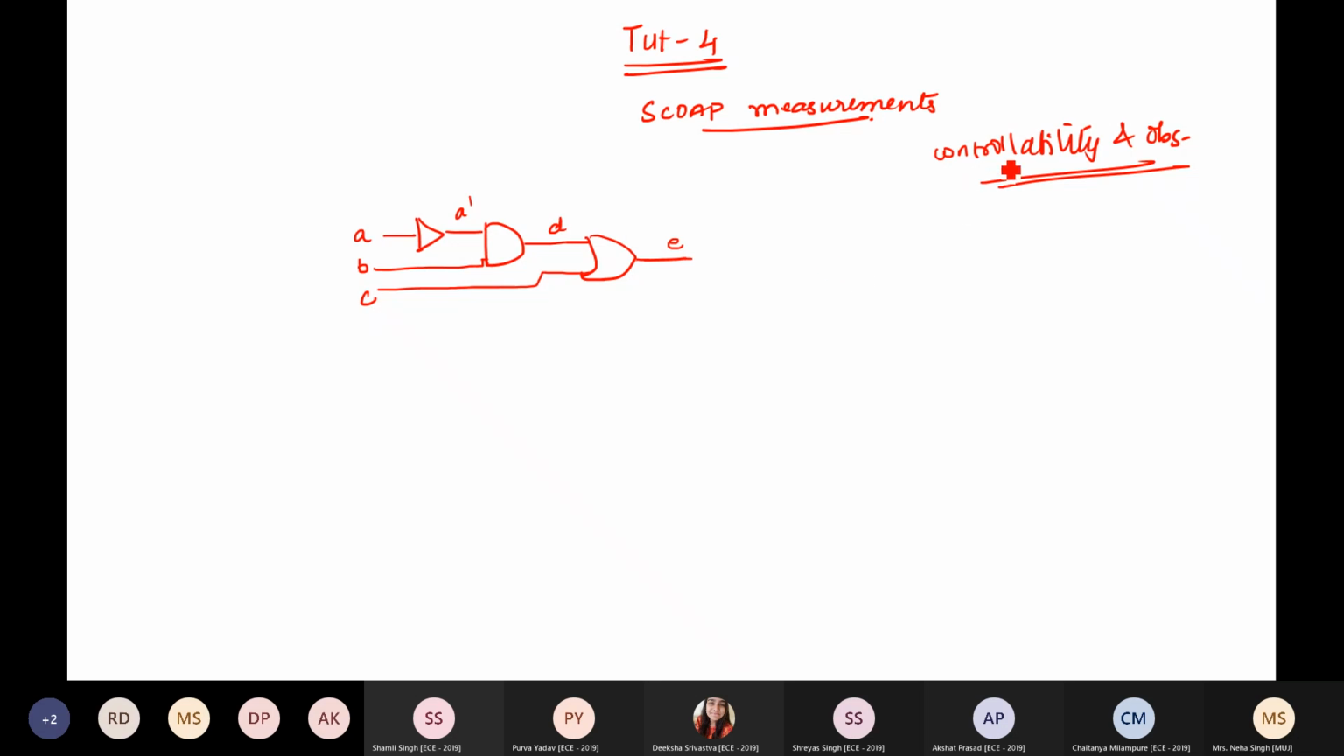So to find the controllability first, we initialize the controllabilities for primary inputs. What is the initial value of the controllability for the primary inputs? Is it 0 or 1?